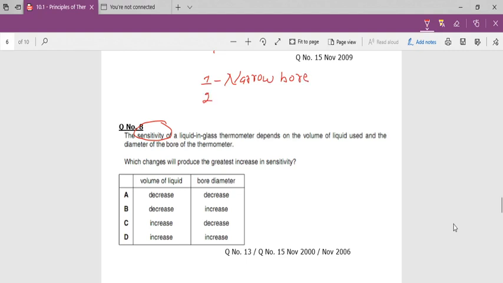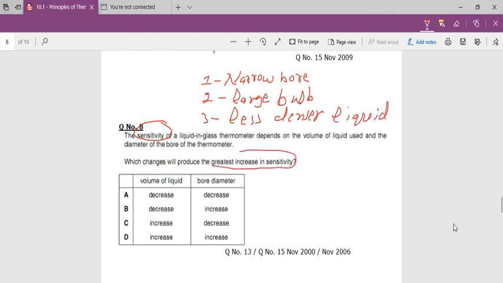Number two, by using large thermometer. By using large bulb. Then number three, less denser liquid. Less denser liquid. Okay, which changes will produce the greatest increase in sensitivity?